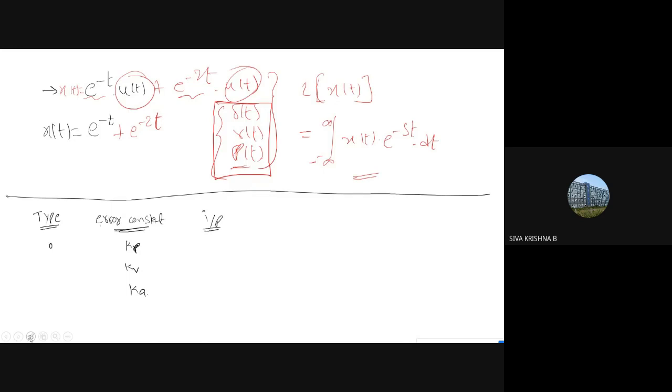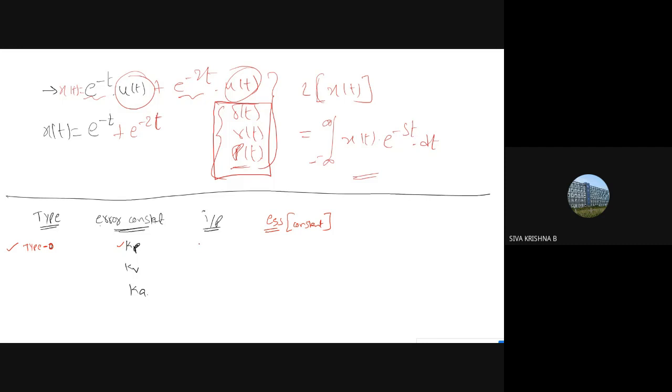So type 0 system, you will have Kp, that means positional error constant. Type 0 system. And similarly, if you want to get the constant value, that means ESS should be constant. If you want to get the constant value, that means steady state error, the given type is type 0 system and given error is Kp. For which input you will get the constant value, ESS? For which type of input you will get the constant value?